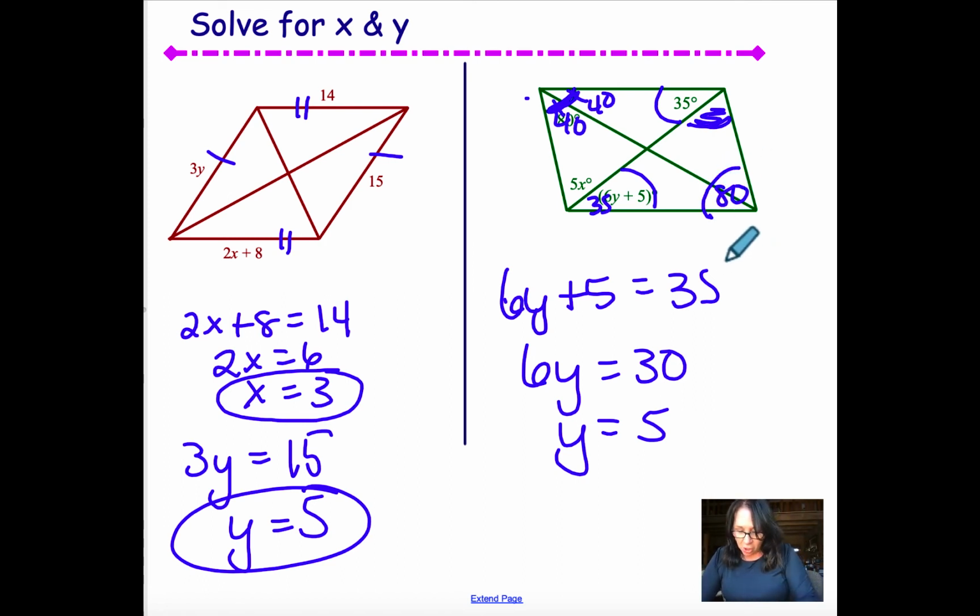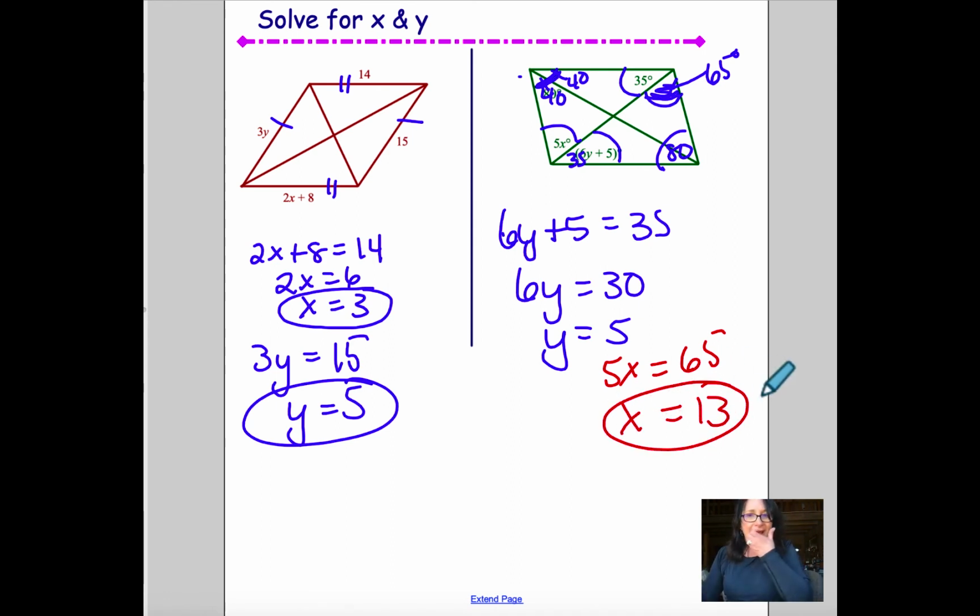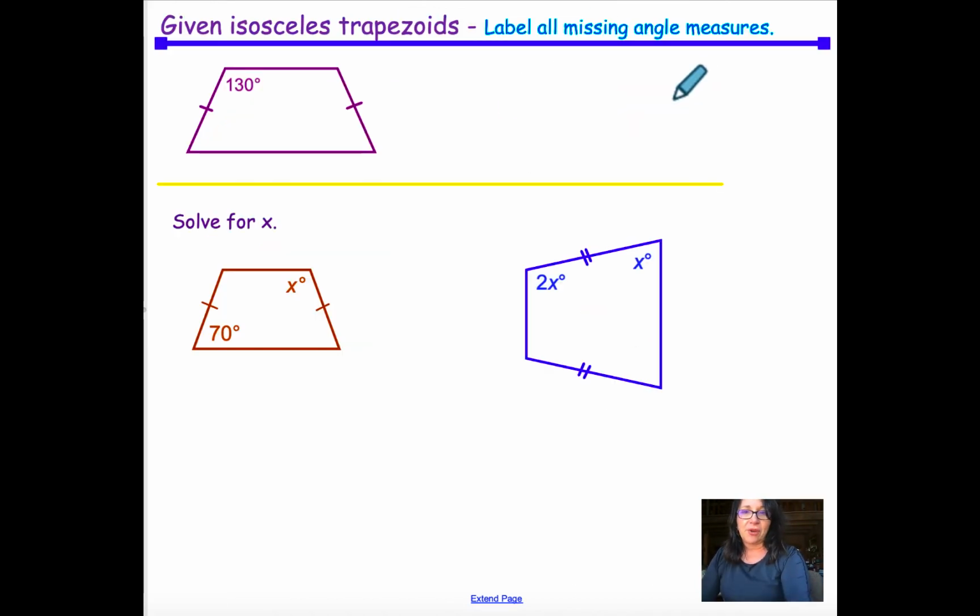And then I would go 180 minus 80 is 100, right? And then 100 minus 35 would make this angle here 65 degrees, which totally would work, because then we can say 5x is equal to 65 degrees. And if I divide by 5, I get x equals 13. And that would be so much better. So I'm going to have to make a note of that.